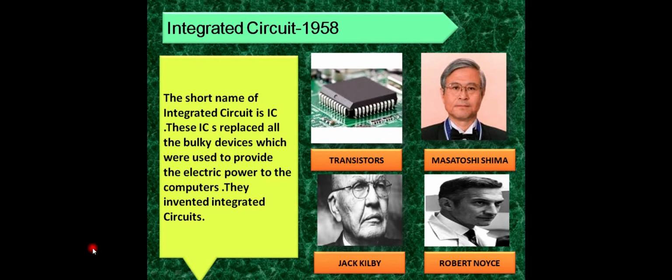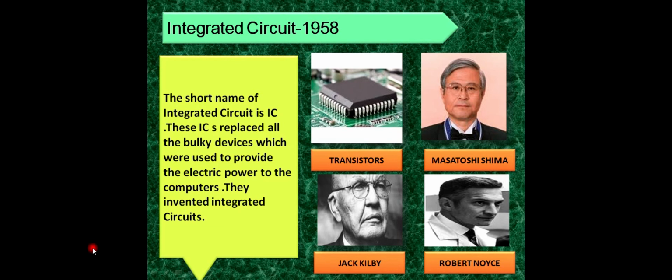These ICs replaced all the bulky devices like vacuum tubes and transistors, which were used to provide electric power to the earliest computers. And these persons invented the integrated circuits. The persons are Masatoshi Shima, Jack Kilby, and Robert Noyce.